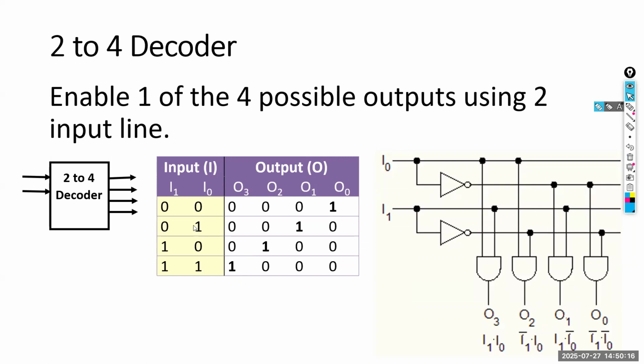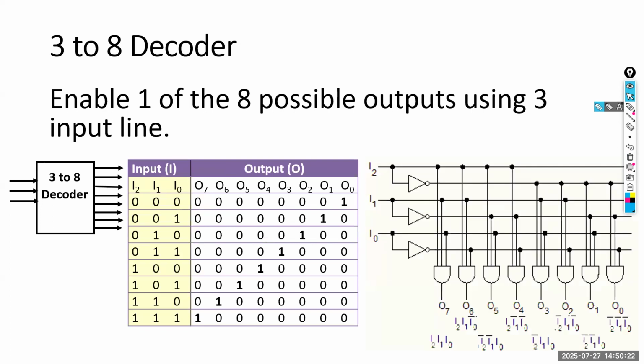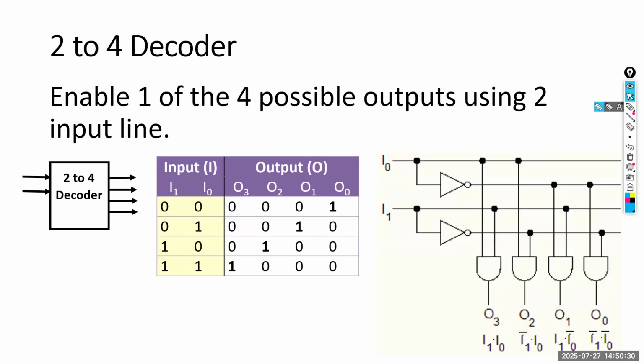Similarly, a 3 to 8 decoder will have 3 NOT gates and 8 AND gates. You can see there's a pattern. So now you know what is going to happen for the 4 to 16, right? 4 NOT gates, 16 AND gates. Okay. And this is a very simple circuit.